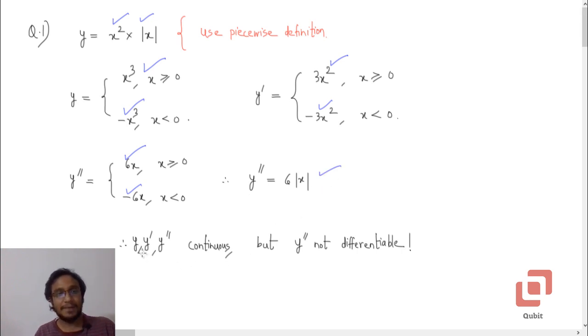This means that the function, the first derivative and the second derivative are continuous, but only the function and its derivative are differentiable. That means the second derivative is not differentiable. If you have marked the option which represented this, then you would get 3 marks. So that was question 1, a very simple question based on properties of modulus function and differentiability.